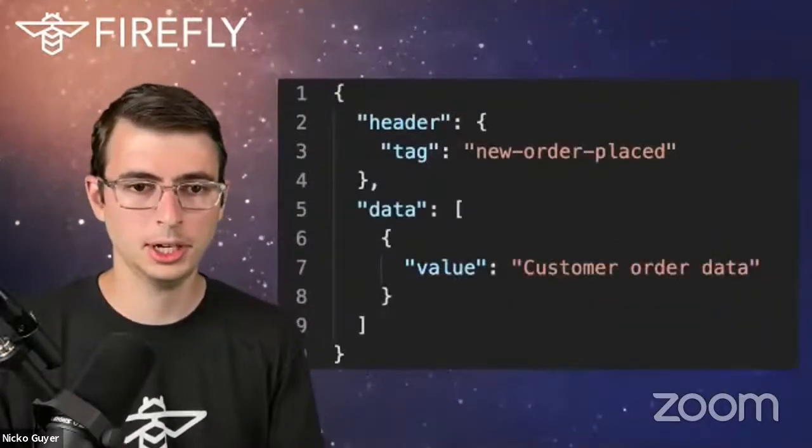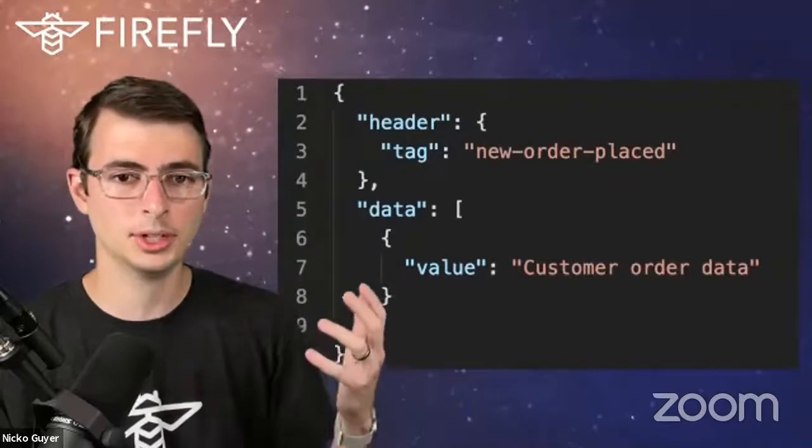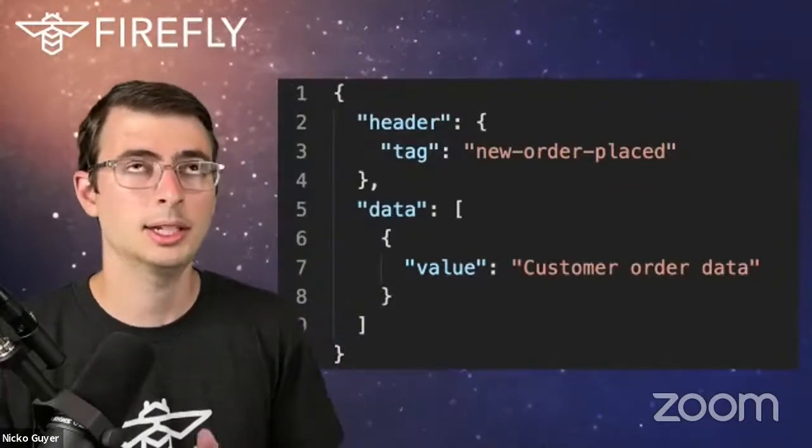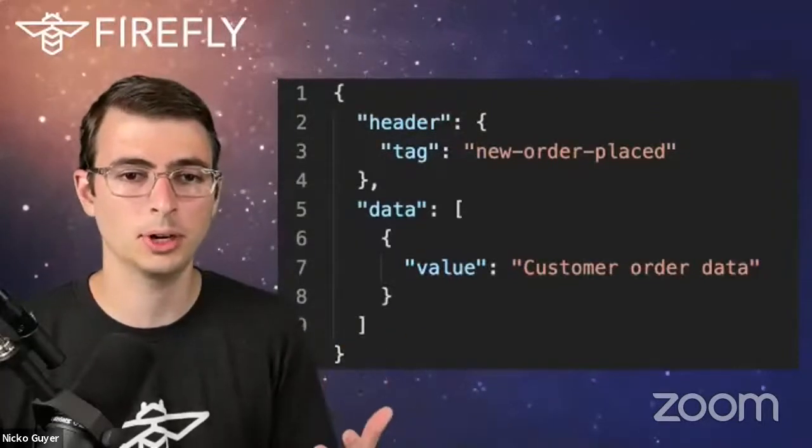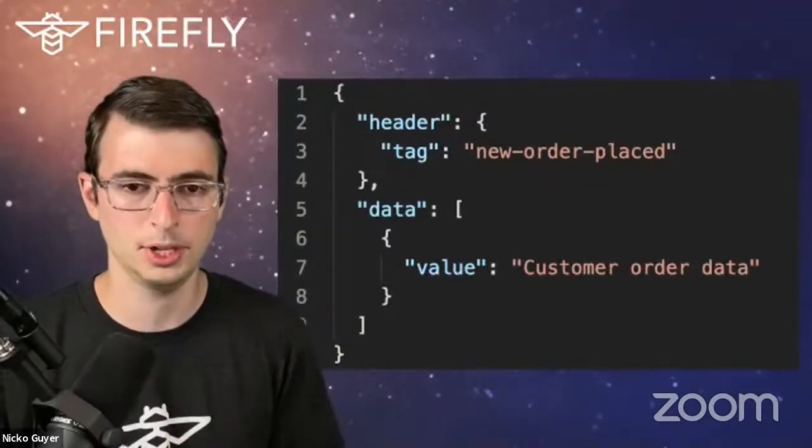Okay, let's talk about a couple other concepts on messages. So messages can have a tag, and a tag is intended to indicate to the other members of the network how this piece of data should be processed.